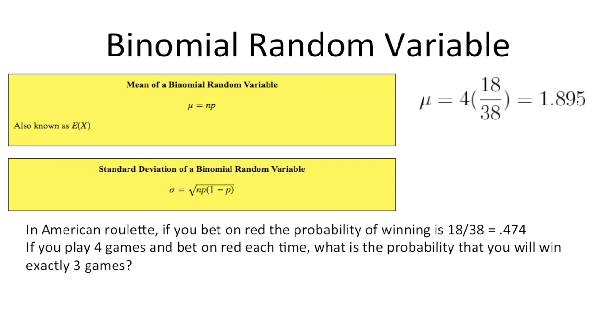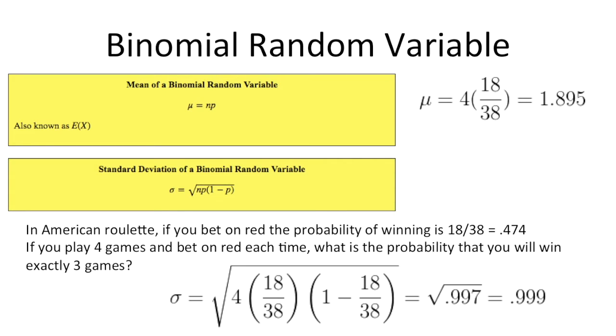That distribution would also have a standard deviation of sigma, which is the square root of n times p times 1 minus p. Plugging our values from this scenario into that formula, that equals 0.999. So again, if we were to repeatedly play 4 games and record how many times we won and plot out that distribution, it would have a mean of 1.895 and a standard deviation of 0.999.